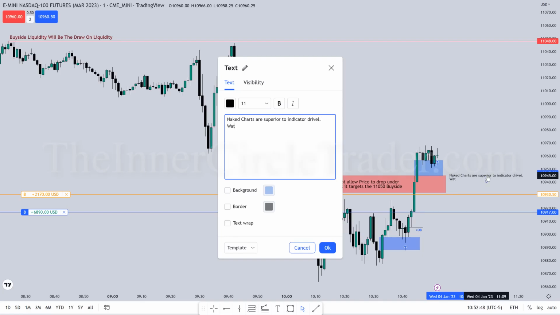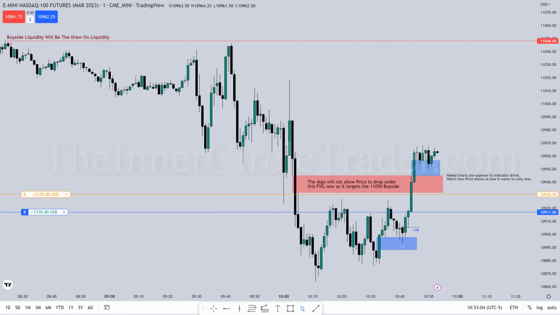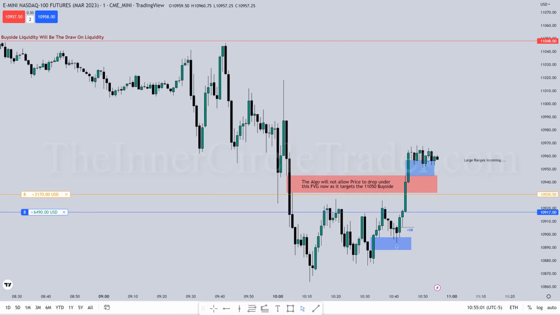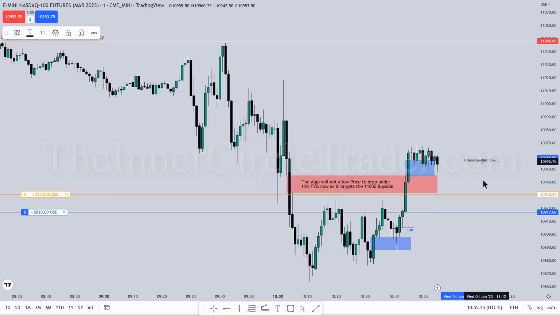I'm basically saying that naked charts are superior to indicator driven. Unless you have a time-based chart, you're not going to see these elements. And watch how price shows how it wants to rally. I'm expecting large ranges to just now come in. In other words, I'm expecting price to begin to start moving higher, as long as we're not digging into that pink shaded area. It can dip down into it, but not by much. And I'll explain that as we go.